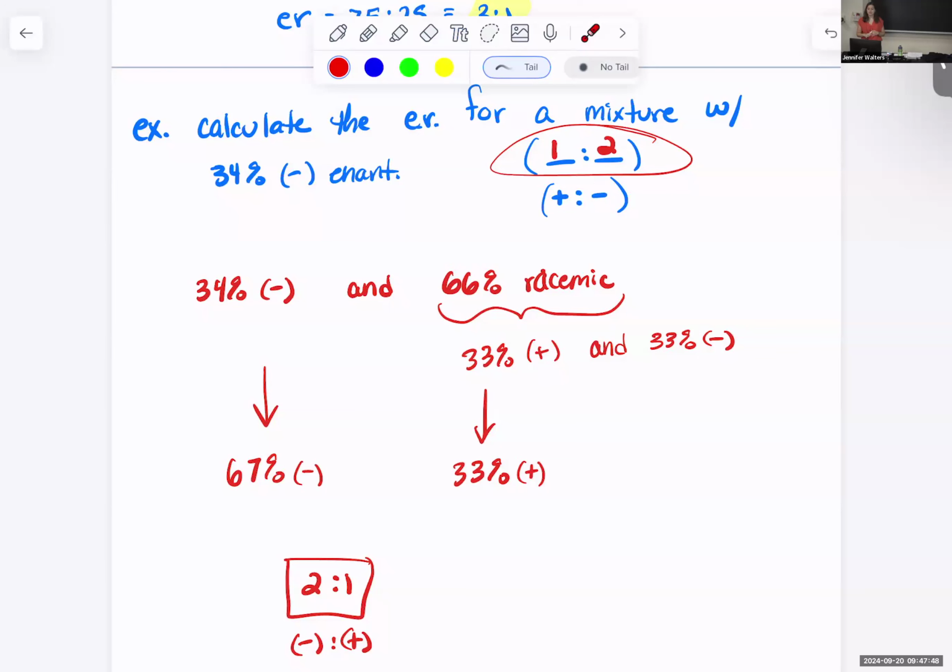Yeah. What do you mean? Oh, sorry. So it was the EE. So the EE being 34% negative enantiomer. Sorry. I think I verbally said it, but I didn't actually write it. Yeah, so it was pure, yeah. Yes.